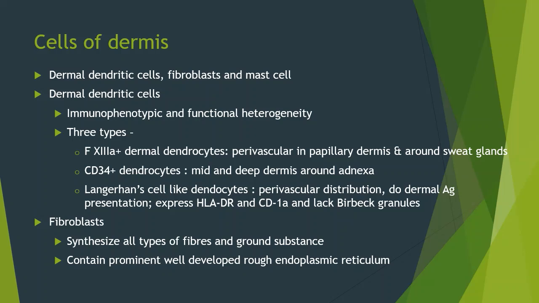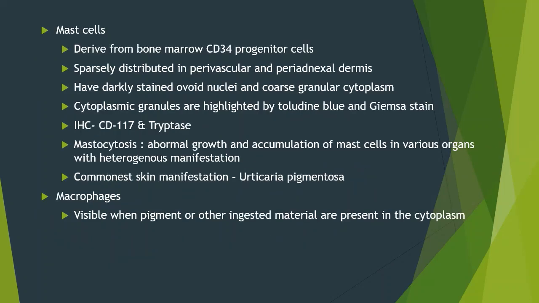Mast cells are also present in the dermis. They derive from the bone marrow CD34 positive progenitor cells. They are sparsely distributed around the perivascular and periadnexal zone in the dermis. They have darkly stained ovoid nuclei with coarse granular cytoplasm. These cytoplasmic granules can be highlighted by toluidine blue and Giemsa. And in IHC, they are positive for c-kit, CD117 and tryptase.